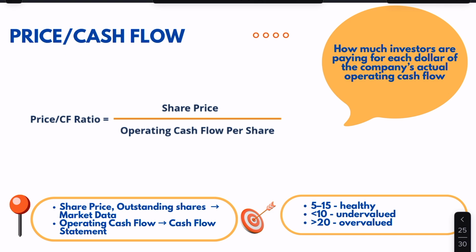The next ratio is price to cash flow. This ratio shows how much you're paying for each dollar of a company's operating cash flow. So the formula for this ratio is share price divided by operating cash flow per share. Operating cash flow you can take from the cash flow statement, and share price and outstanding shares you can take from the market data. As a benchmark, 5 to 15 is healthy. Less than 10, maybe the company is undervalued, and more than 10, the company may be overvalued.